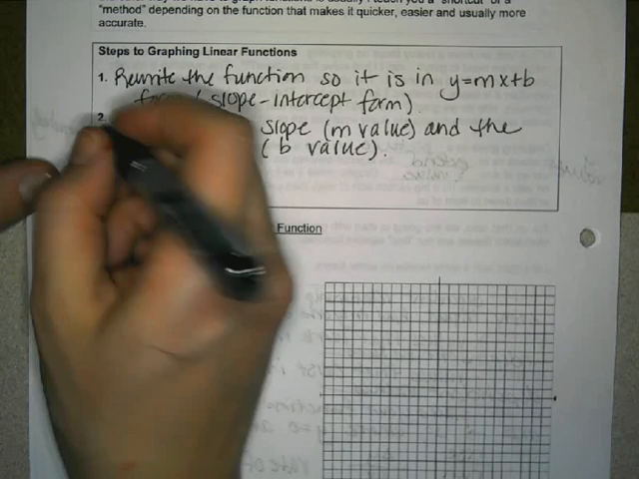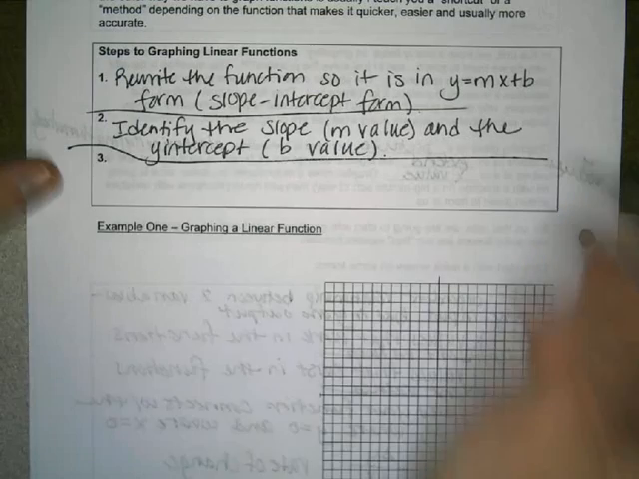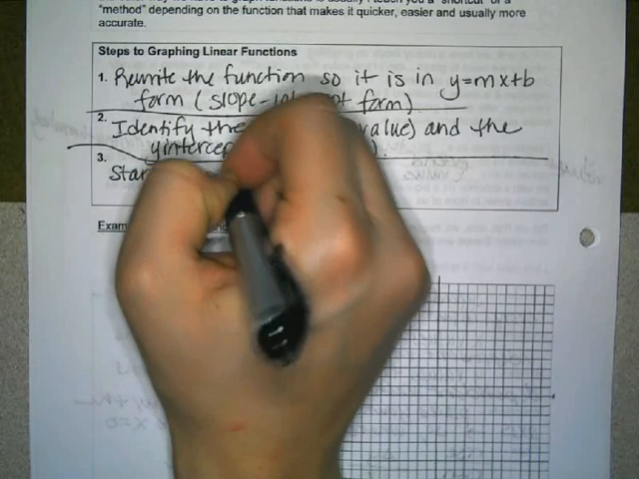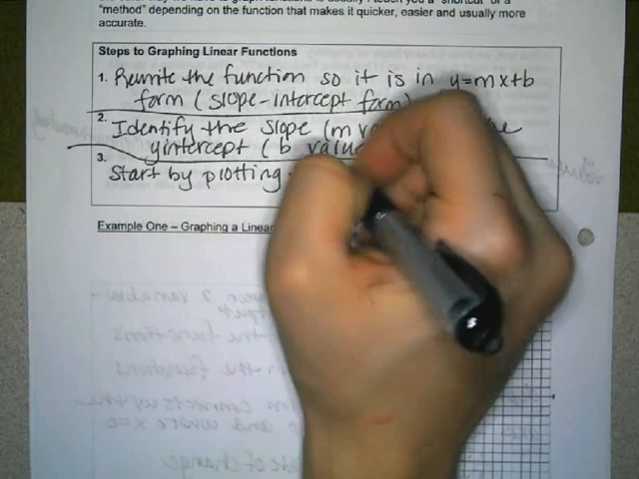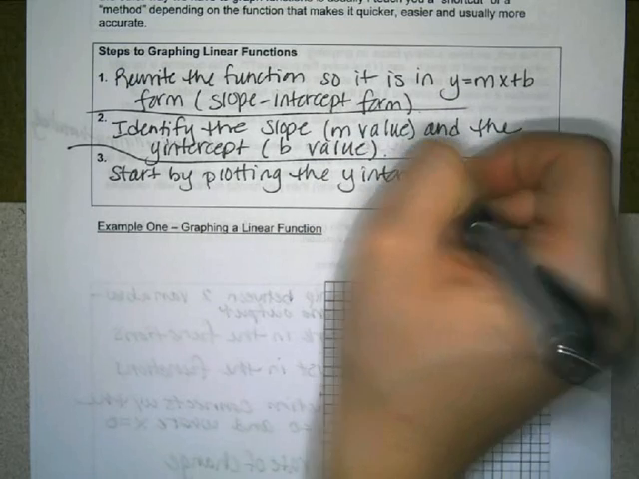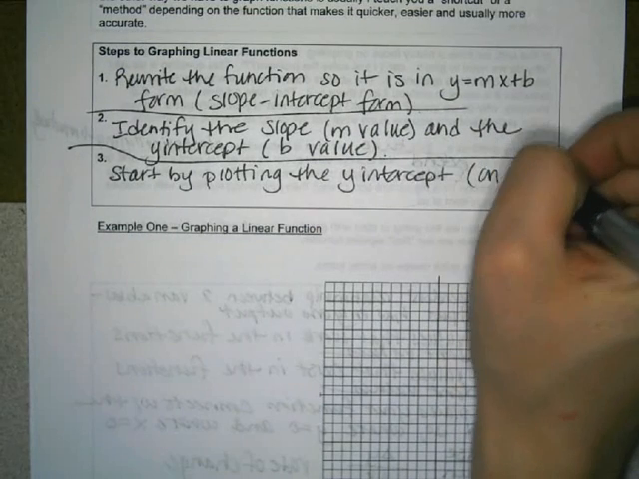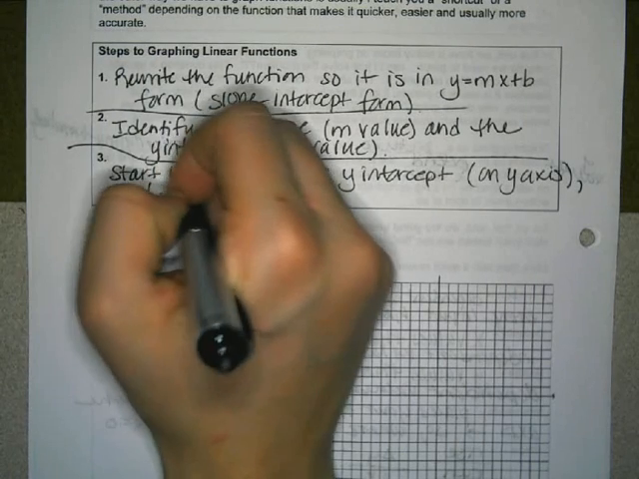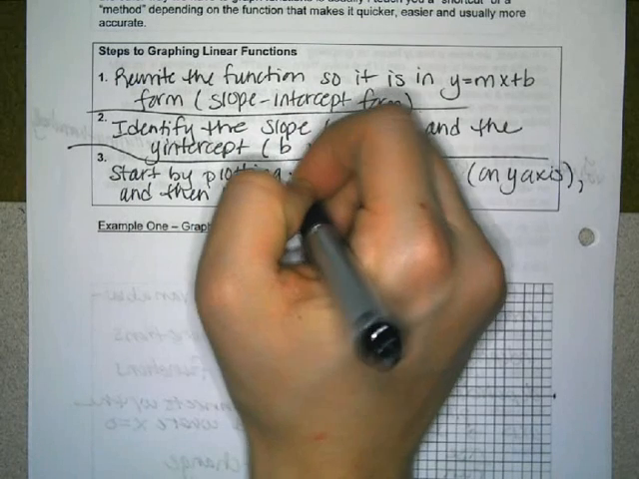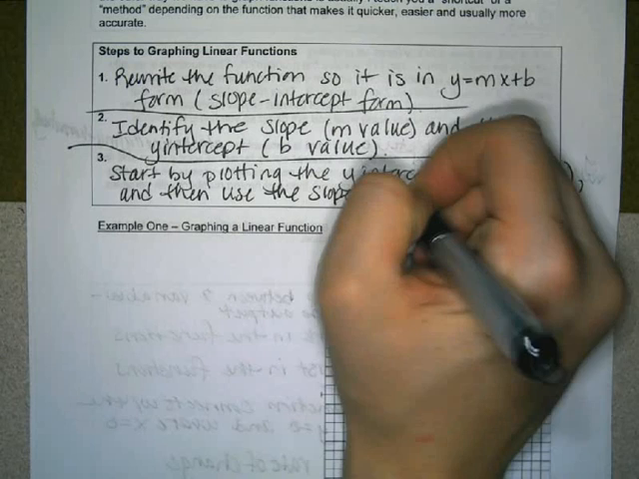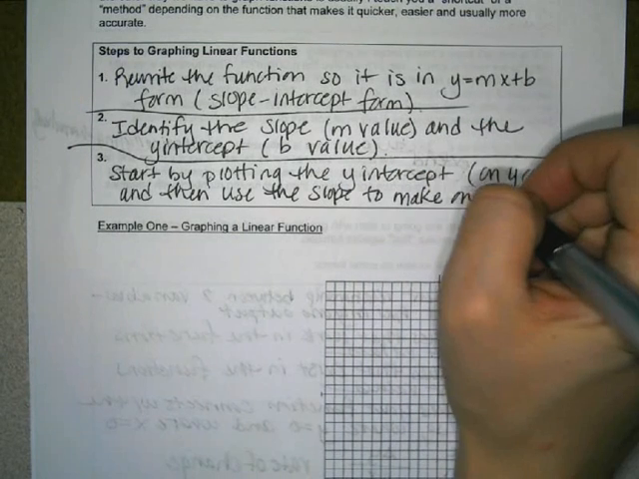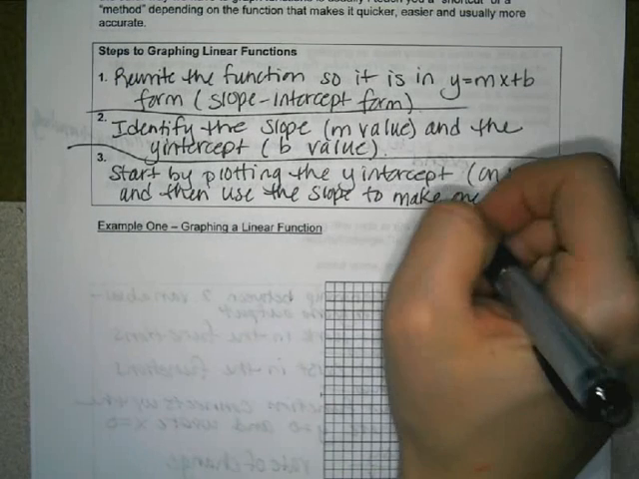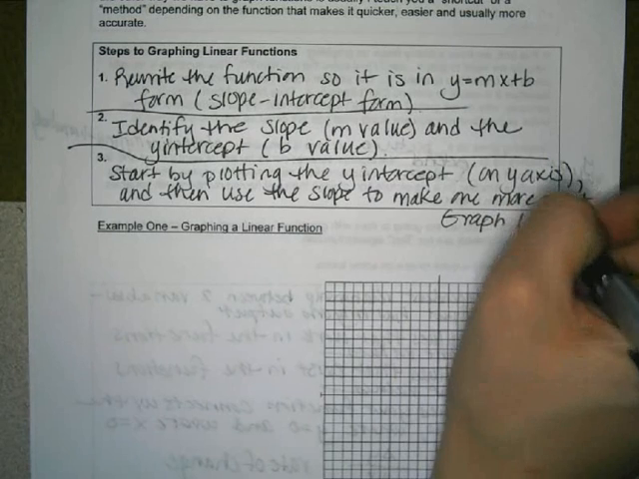Okay, and then you start by plotting the y-intercept on the y-axis, and then use the slope to make one more point. Graph the line.